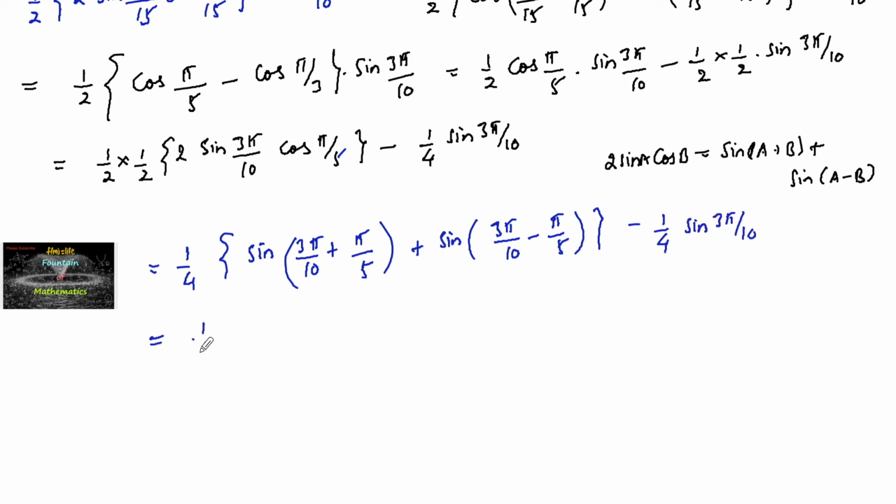So this equals 1 by 4 times sin of (3 pi by 10 plus pi by 5), that is nothing but 5 pi by 10, which is pi by 2 in value. And again here sin of (3 pi minus 2 pi) by 10, that is pi by 10, you will be getting, minus 1 by 4 sin 3 pi by 10.